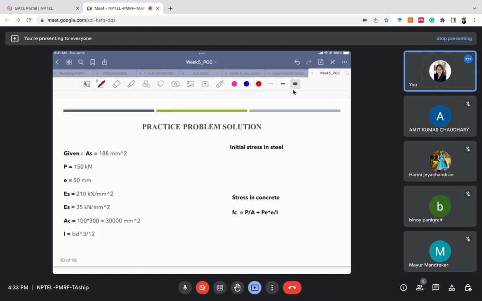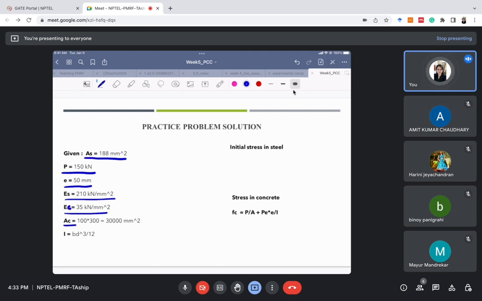Before starting any problem, especially an RCC problem, what should we do? We need to note down all the things which are given to us. That is the best way to approach any RCC problem, because there is a lot of data given to us. So area of steel is given, the pre-stressing force is given, e is given, Es and Ec are given.